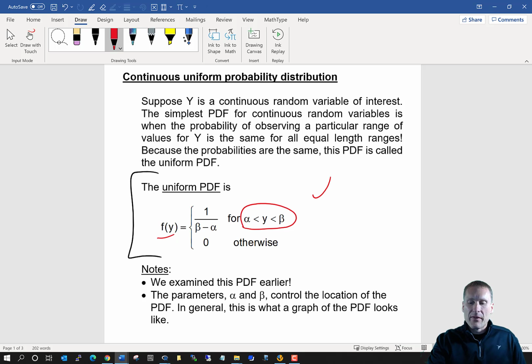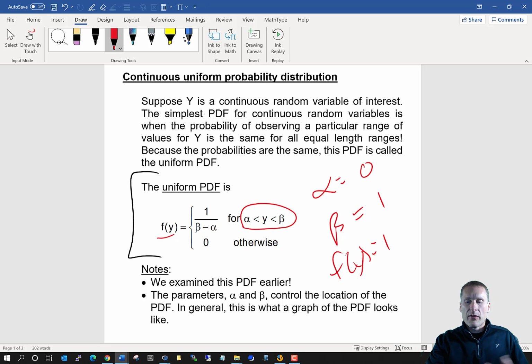So for example, alpha could be 0, beta could be 1, and in that particular case, f of y will be equal to 1 over that region. Or alpha could be, let's say, -1, and beta could be 10. And in that particular region, f of y will actually be equal to 1 over 11. For any other possible values of y outside alpha and beta, f of y is equal to 0.